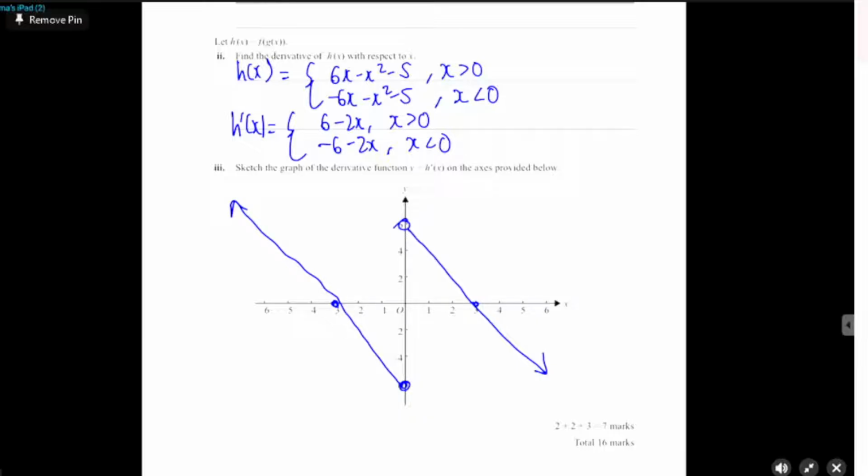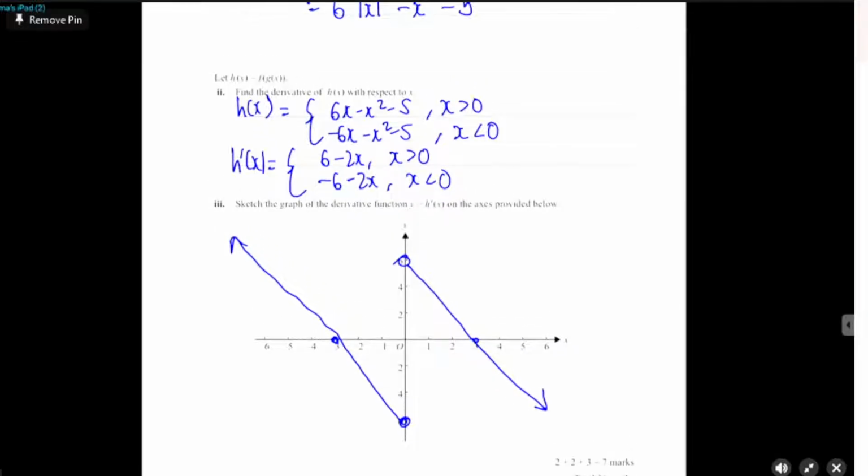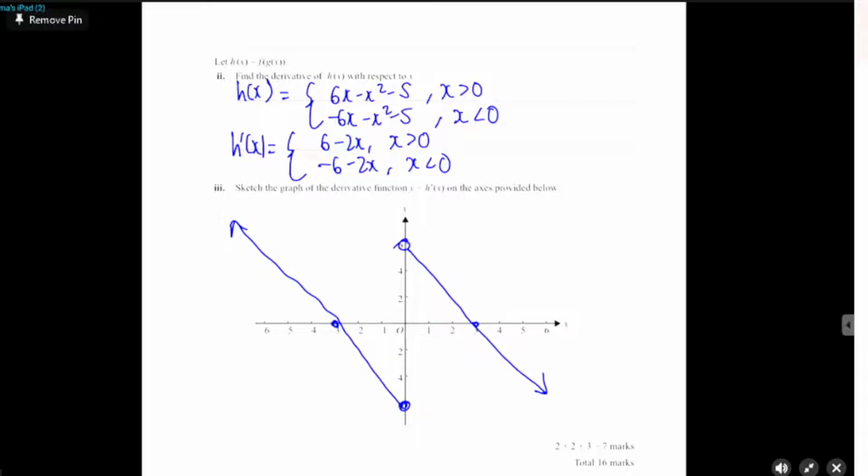Shadman, should be excluded on the bottom as well. Huh? Should be excluded on the bottom as well.